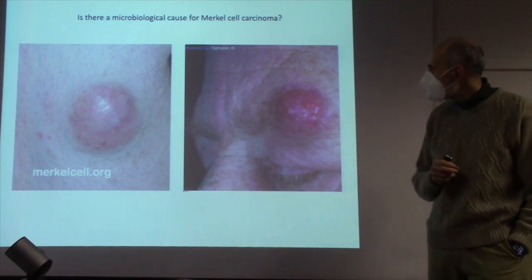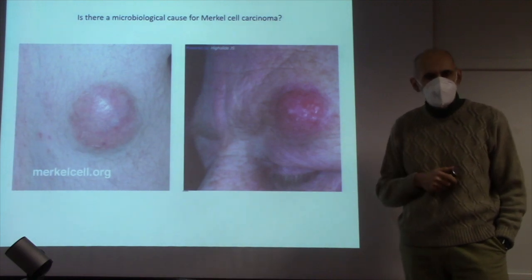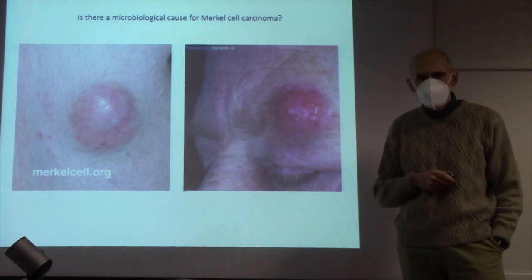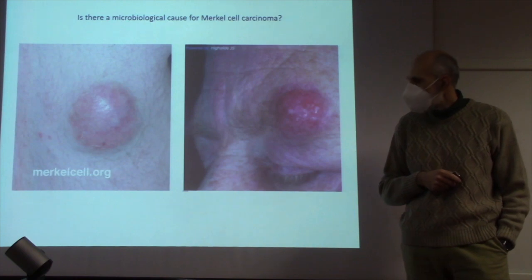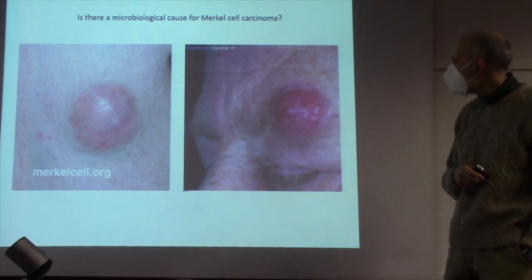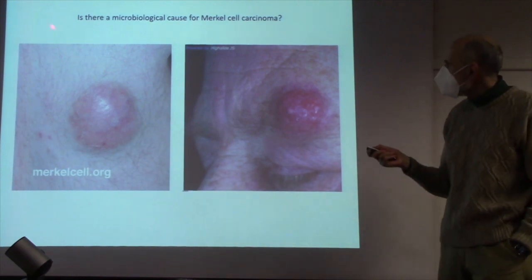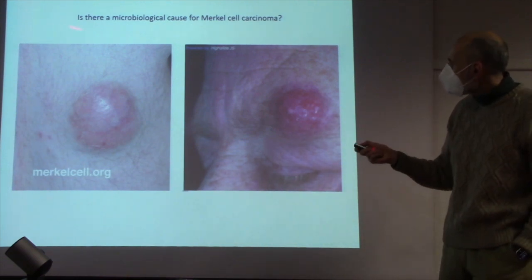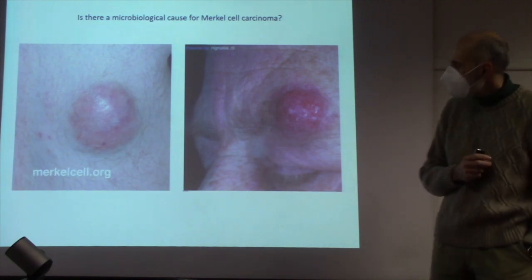Why did they think of it? Because if you think that the subjects that develop the tumor are immune deficient, it is very possible that they are prone to being infected by a potential tumorigenic infectious agent and then develop a tumor much more frequently than the general immunocompetent population. So, the generic question was clear in their mind. Is there a microbiological cause for Merkel cell carcinoma?